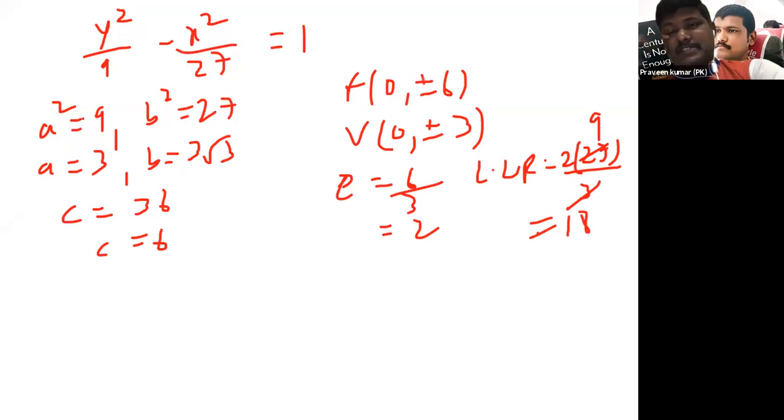a is greater than b is not a condition here. a is greater than b is in ellipse, not in hyperbola. Okay. y square by, whichever number is there, that is a square. First y square means it is on the y axis. Now the transverse axis they didn't ask, not required. I'll move to the next question. You can try, everyone. This is the time for you to try the question. Okay.